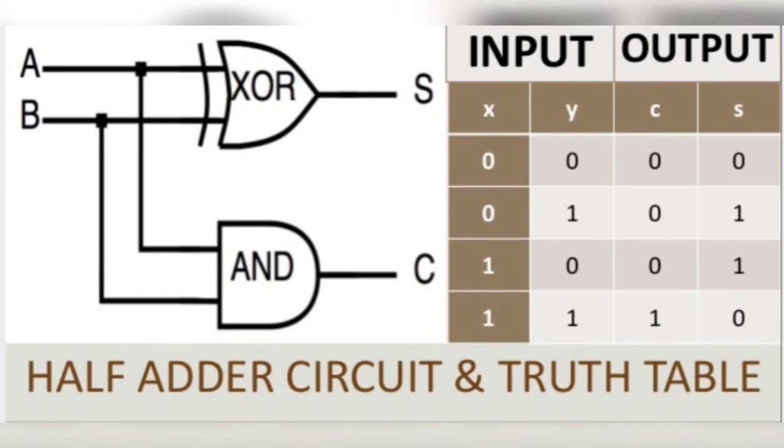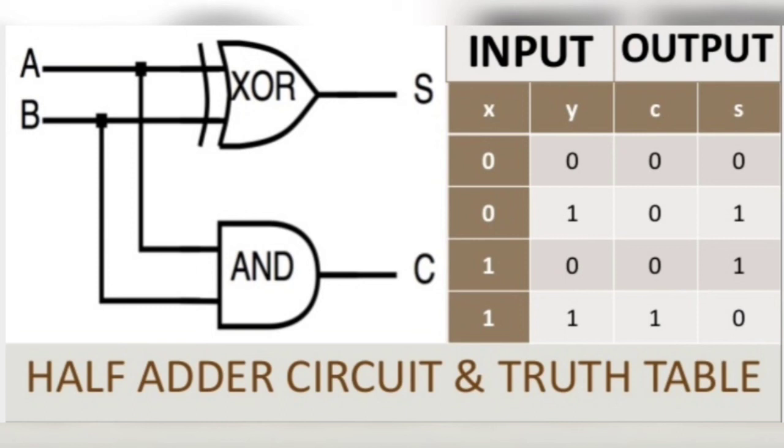Friends, to construct a half adder circuit, we need two gates. One is the XOR gate, which denotes the sum, and one is the AND gate, which denotes the carry. By using the XOR gate and AND gate, we can easily construct the half adder circuit. We can see it in the picture. A and B are the inputs for both the XOR gate and AND gate. In the truth table, the inputs X Y mean A B.